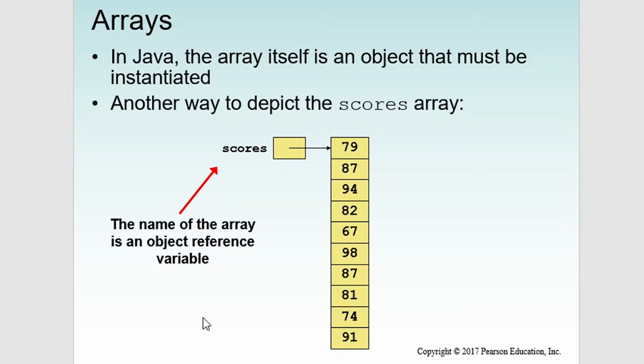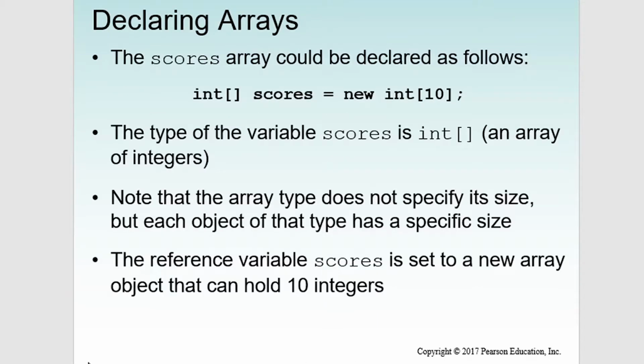Another way to depict the scores array. The name of the array is an object reference variable. So an array is an object. So here's the object reference variable scores. It's pointing to a place in memory where the first value is 79, and then here are all the values in that array.